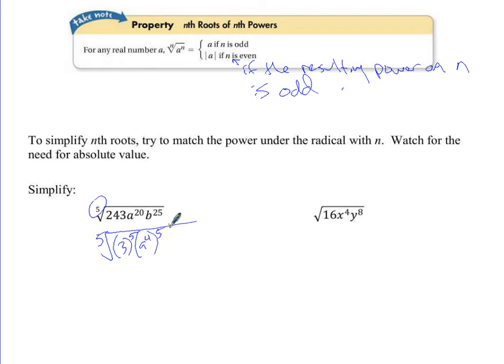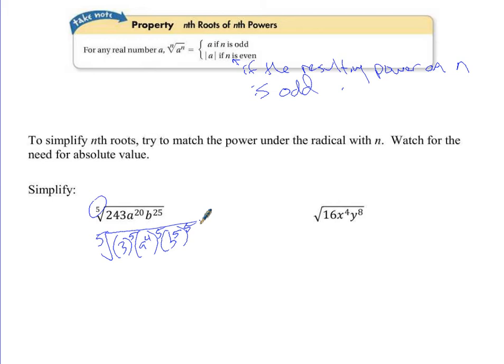Because a to the 4th to the 5th, when I have powers to powers, I multiply my exponents together. A to the 4th to the 5th would become a to the 20th. And now I've written a to the 20th as something to the 5th power. How about b to the 25th? What could I write that as? b to the 5th to the 5th. Think of it as a game. Trying to match exponents and indexes.